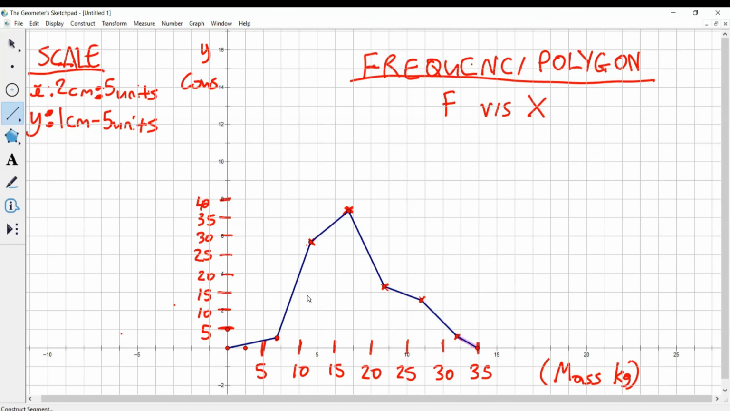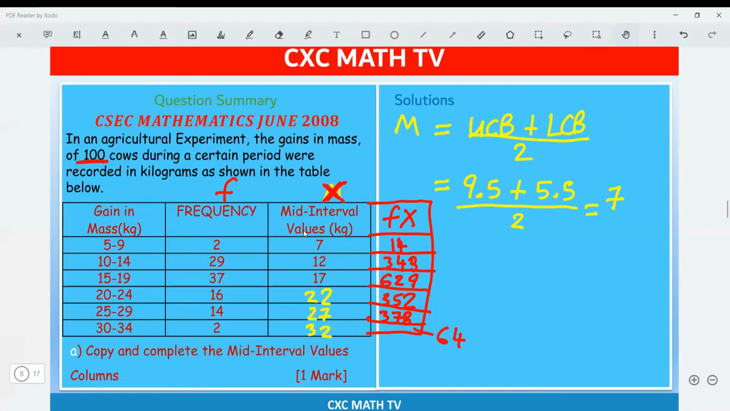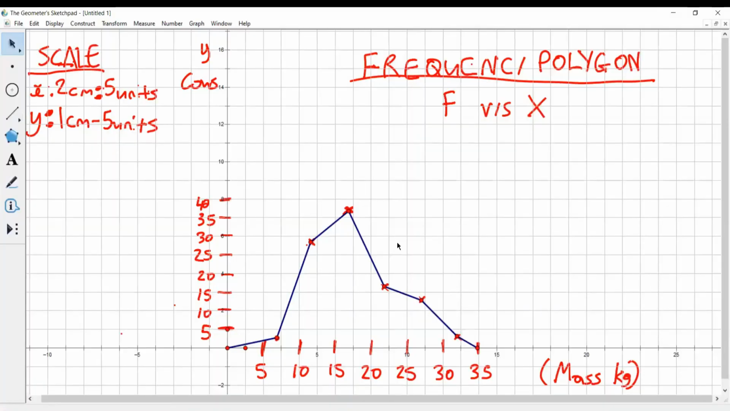All right. That's our frequency polygon. This is it. And this will give you your 5 marks. I forgot to put in the marks right here. That was worth 5. So to complete the table, we get 1. And to do the frequency polygon, we get 5 marks to do this. All right, and that is 6 marks.